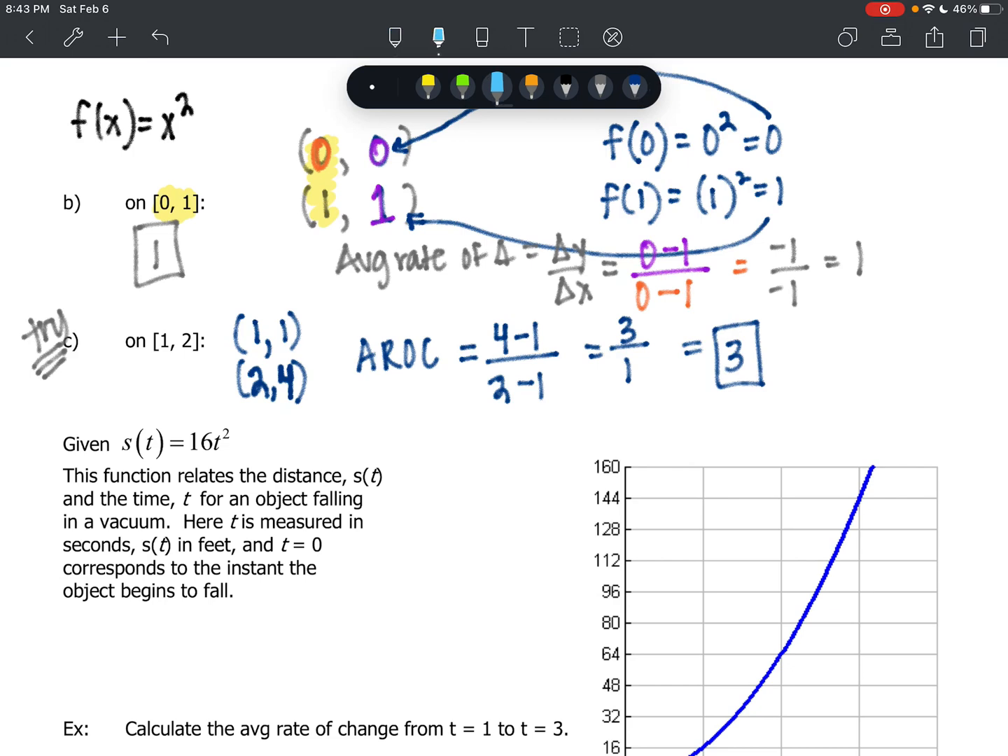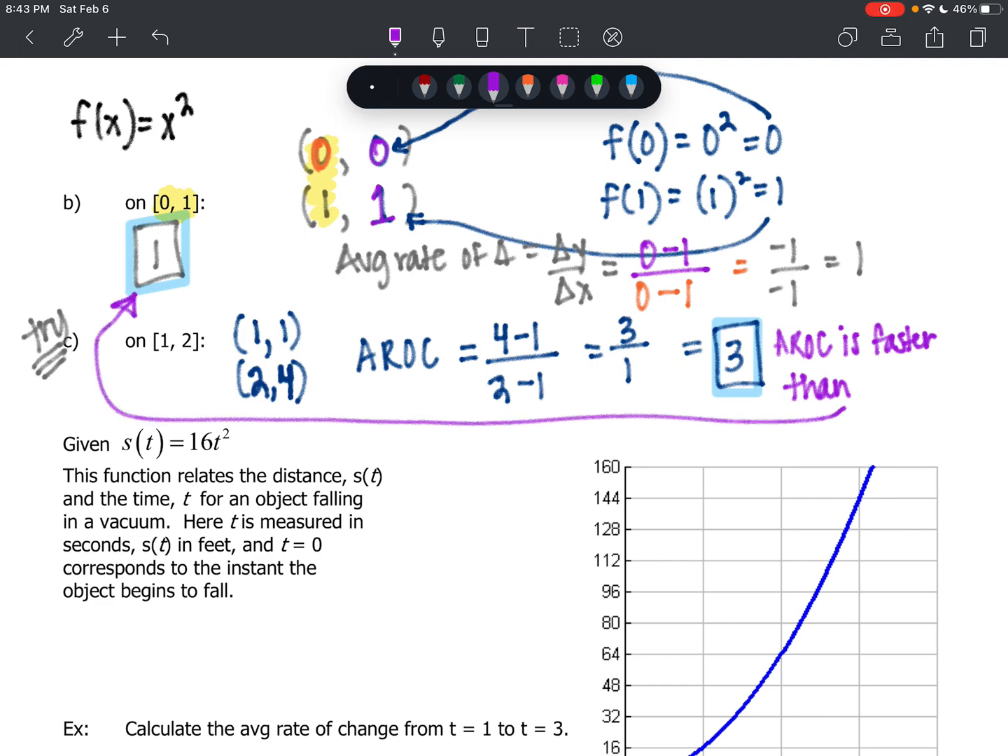Now, let's compare the ones on our screen that we can see. Let's compare the average rate of change of 1 with 3. This average rate of change is much faster, larger than 1. So as your average rate of change gets larger, that means it's increasing. The function is increasing much faster.